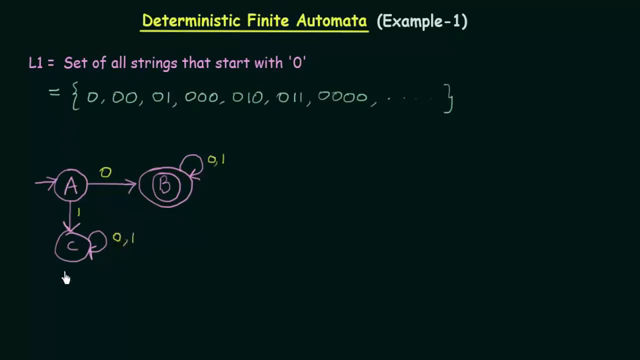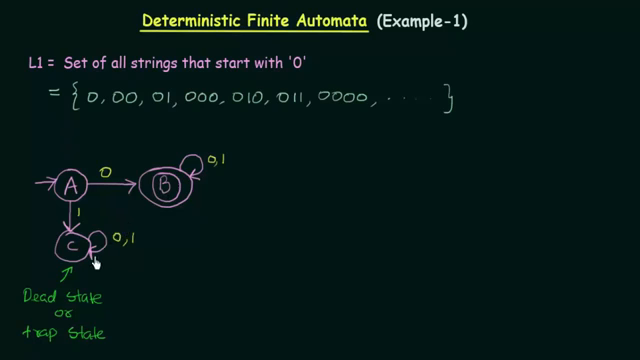So this kind of state is known as a dead state, or it's also known as a trap state. Why is it known as a dead state or trap state? Because once you reach here, it is trapped over here. It cannot reach the final state anymore, which is B. And when a string cannot reach its final state, that string will be rejected.